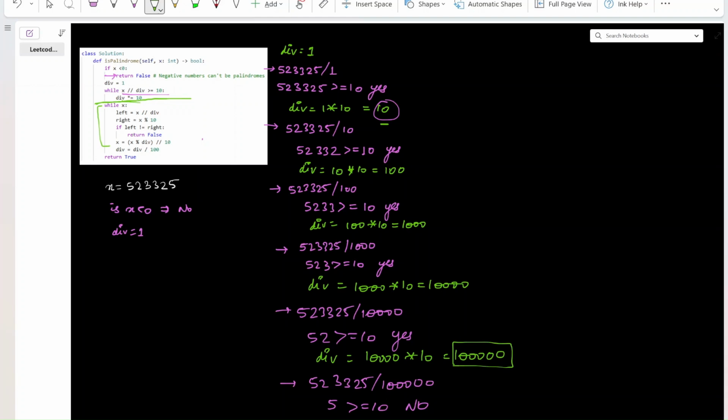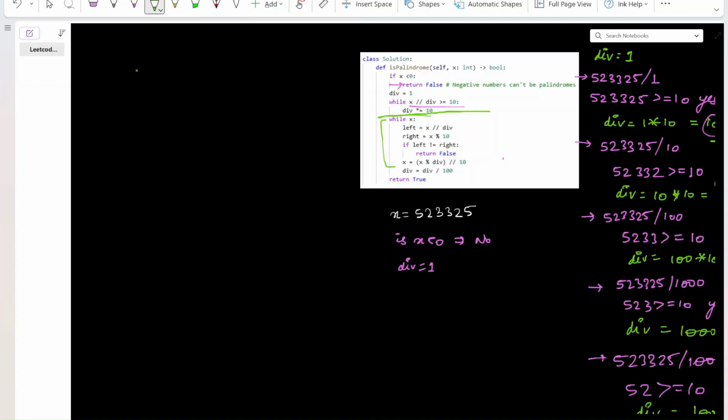Now we enter this while loop. I'm going to run this while loop on the left hand side so we don't get confused. So currently our div is 100,000. Now while x, yes, we have digits in x. So now we calculate left. So left is equal to our x, which is 523325 divided by 100,000, and this comes down to 5.